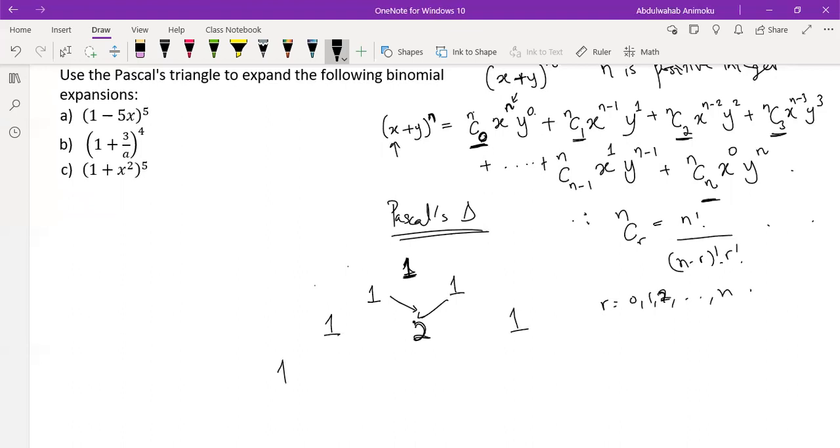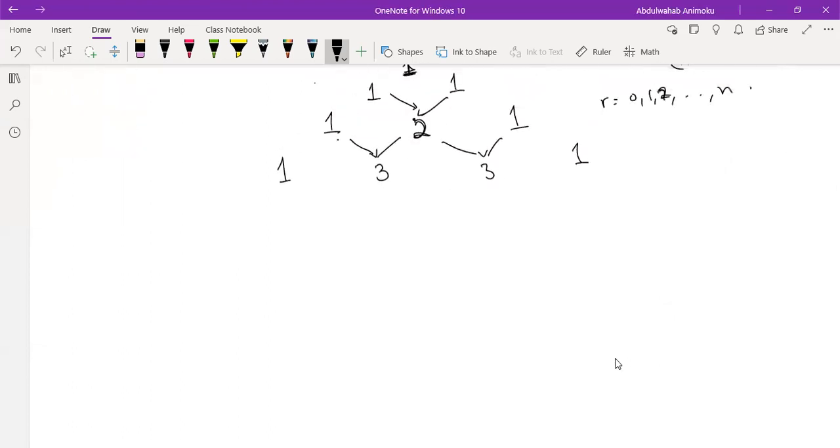In the next level, we start with 1. We add this together to give us 3. We add this together to give us 3, and then we end with 1. So we continue in this fashion, right? And it's kind of nice, kind of cute. So 1 plus 3 is 4, 3 plus 3 is 6, 3 plus 1 is 4, and then we end with 1. So we continue this way.